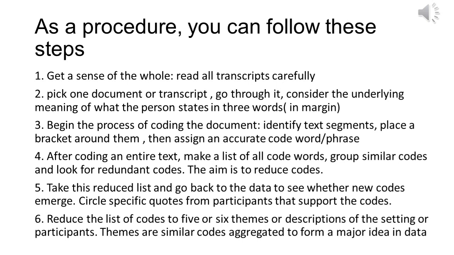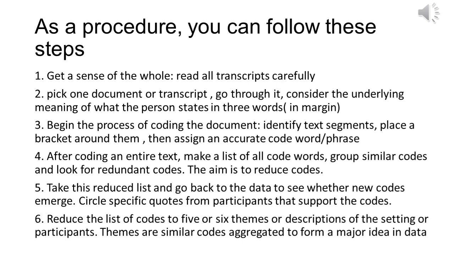Place a bracket around them, then assign an accurate code word or code phrase. Then, after that, after coding an entire text, make a list of all code words. Group similar codes and look for redundant codes. The aim is to reduce codes. If you have 20 codes, you can make it only 6 or 7 codes. Okay? 5, take this reduced list and go back to the data to see whether new codes emerge.